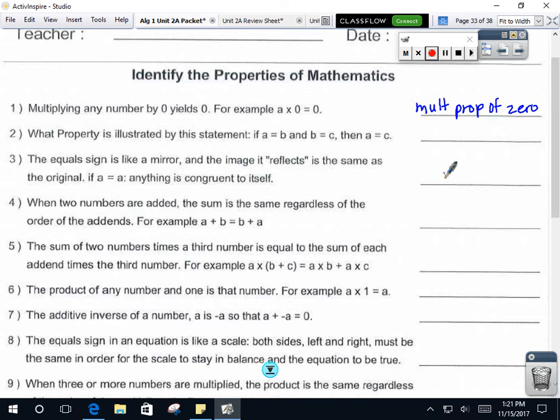All right, number 2. What property is illustrated by this statement? If A equals B and B equals C, then A equals C. Transitive property of equality.